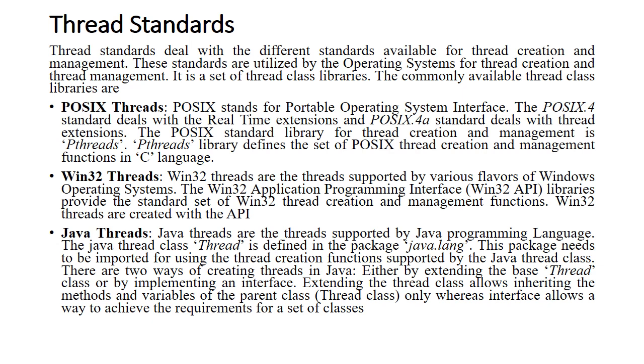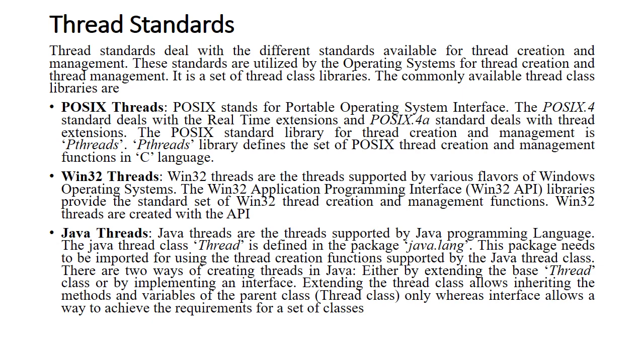Win32 threads. Win32 threads are the threads supported by various flavors of Windows operating systems. The Win32 application programming interface libraries provide the standard set of Win32 thread creation and management functions. Win32 threads are created with the API.